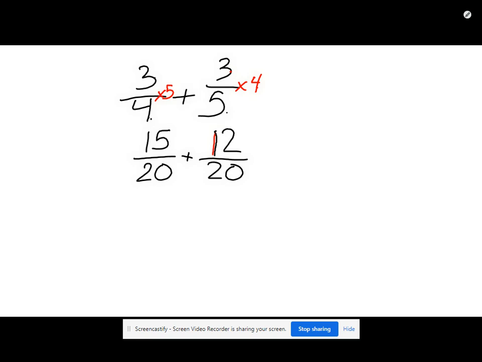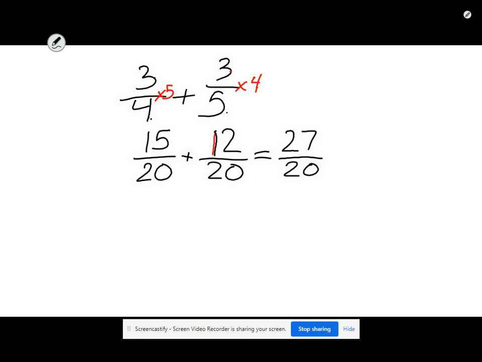Now that we have a common denominator, we can add them together. So how do I add fractions, Tristan? The denominator stays the same. We just add our numerators. 15 plus 12 is 27. So, am I done, Ryan? Don't you have to simplify it? Yeah. We have to make it proper.